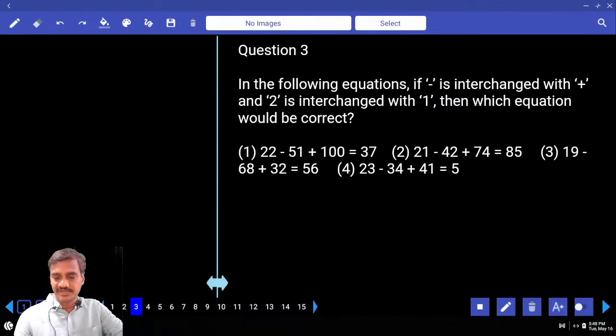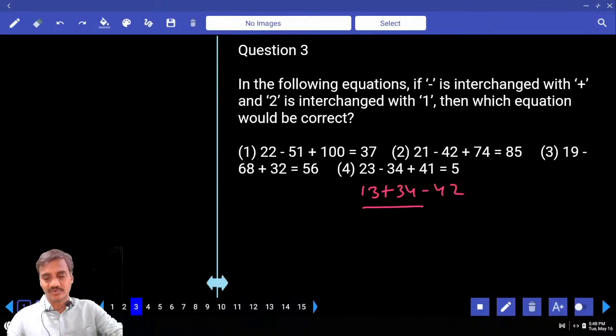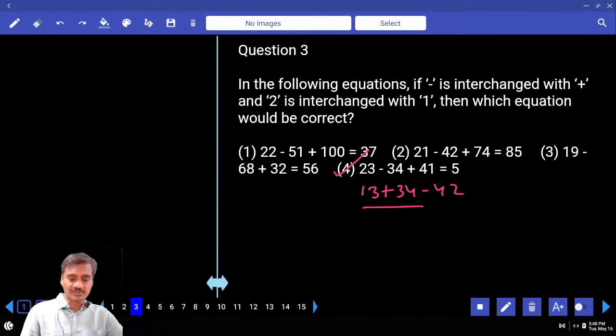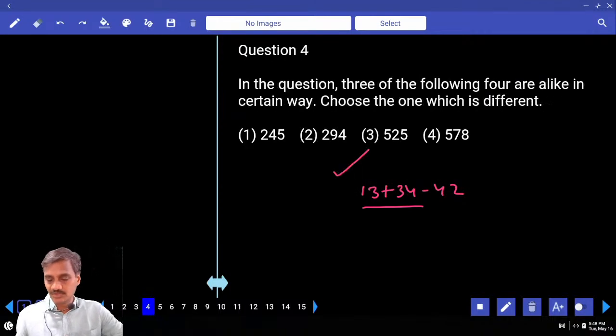Now 2 and 1 are interchanging. Now this will be 13 plus 34 minus 42. And 13 plus 34, 47 minus 42, 5. Choice 4 is the answer, question number 3. Then coming to question number 4.